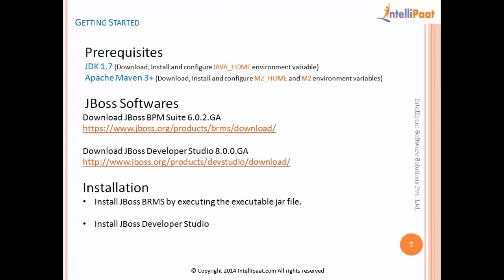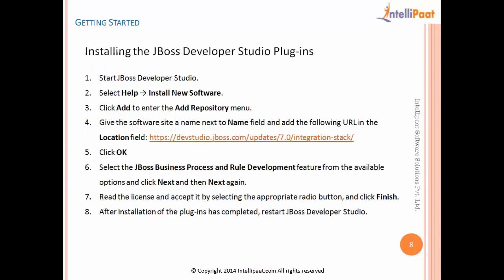And prerequisites, we need JDK 1.7 and Apache Maven 3 Plus to get started. So these are the two basic software that you need to have installed in your developer system to get this started. And then the JBoss software itself, you got to download this BRMS and the Developer Studio, and both are jar files, and you can basically install it. And I've given the steps to install the plugins.